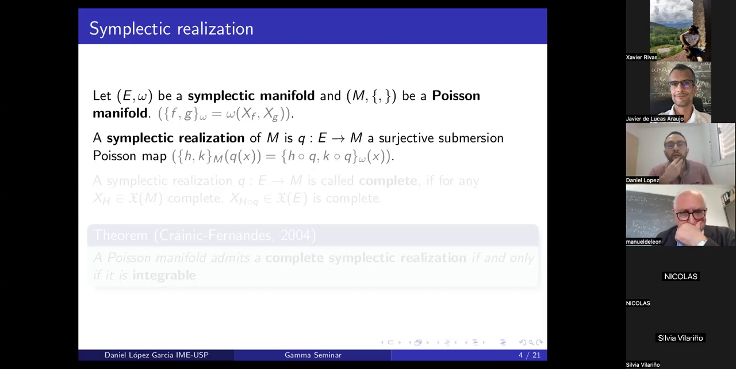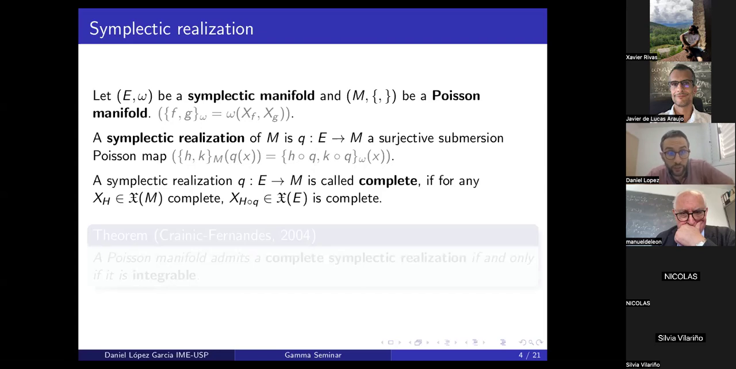Okay, always when you have a Poisson manifold, it's possible to obtain a symplectic realization. But if we impose a little more stronger condition, this is not possible anymore. So let me introduce this definition. What is a complete symplectic realization? So I start with this symplectic realization.